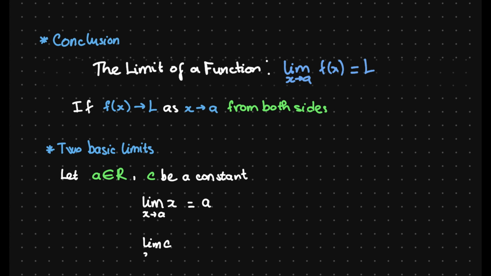Then we have the second limit. The limit of c as x approaches a is equal to c. Because c is a constant, it does not depend on the value of x. So whatever x is, the function itself would be the same, so the limit of the function c is equal to c.